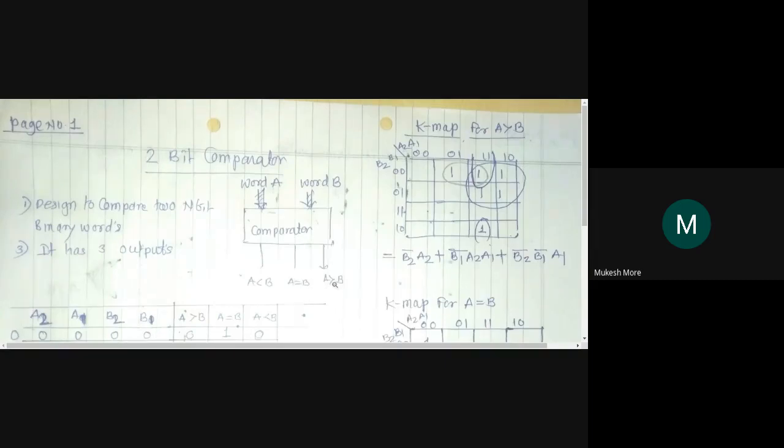Now you can see that each number has 2 bits. Number A has 2 bits, A1 and A2, and B1 and B2 are the 2 bits of number B. Now we have three outputs: A greater than B, A equal to B, A less than B.